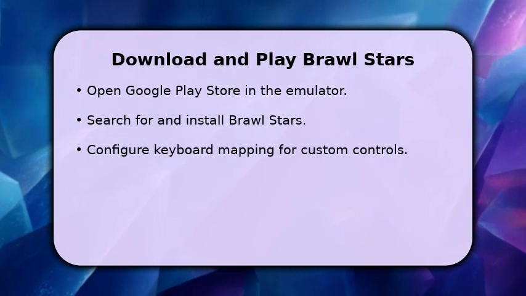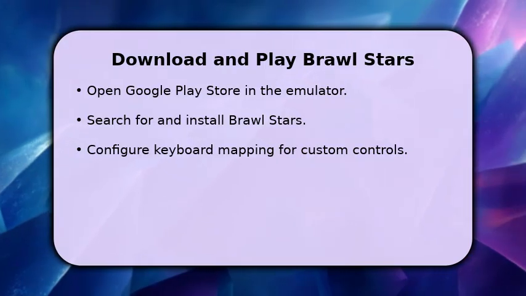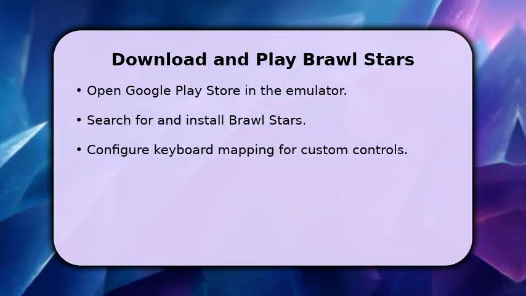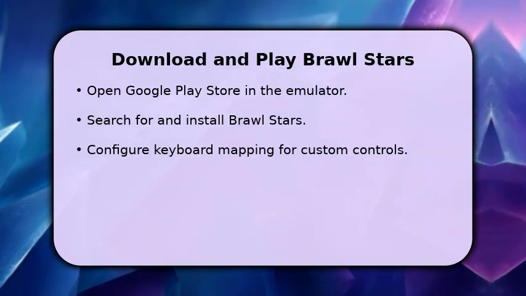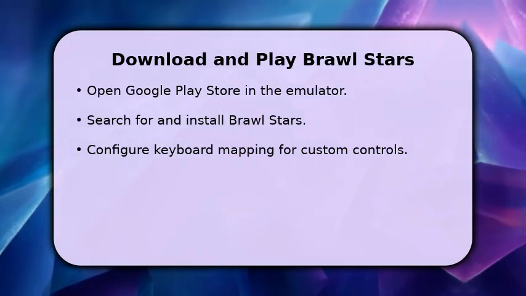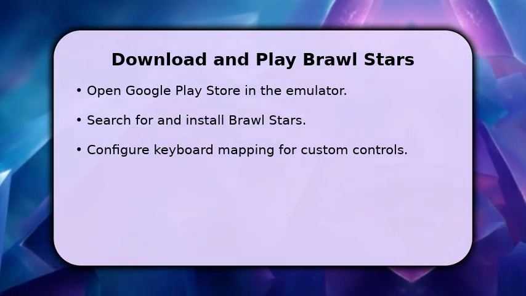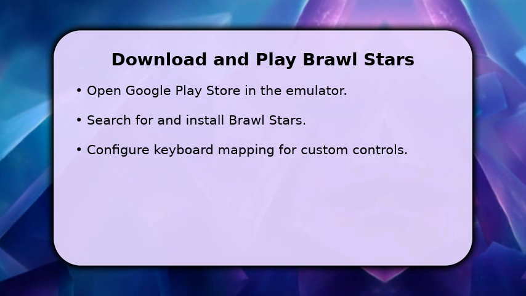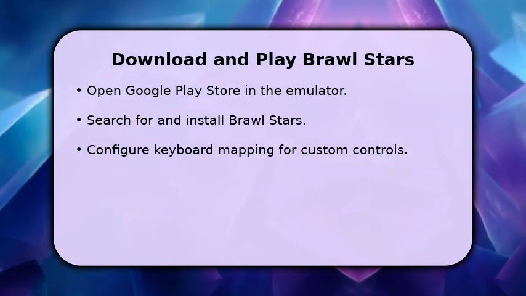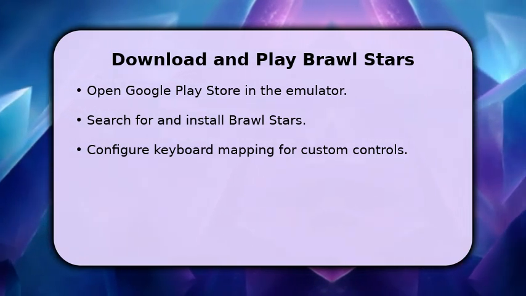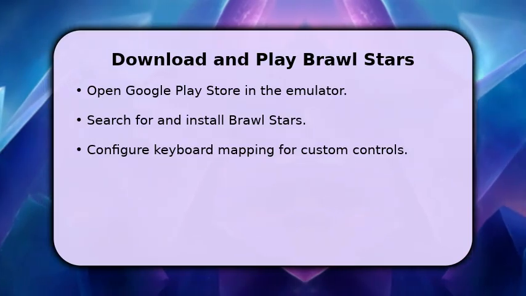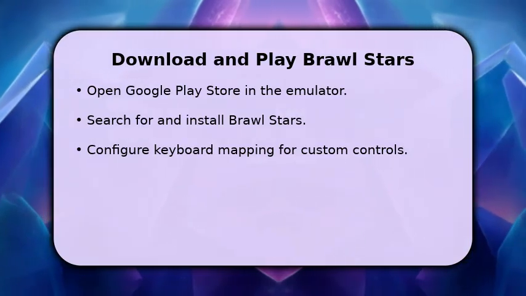Now, open the Google Play Store inside your emulator. Search for Brawl Stars and proceed with the installation, just as you would on an Android phone. Once the game is installed, launch it. Before diving into a match, take a few moments to set up your keyboard and mouse controls using the emulator's key mapping feature. This customization will give you a significant advantage in gameplay.